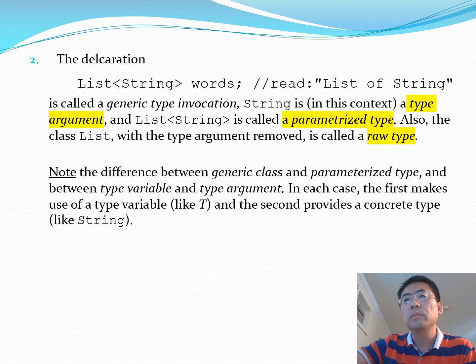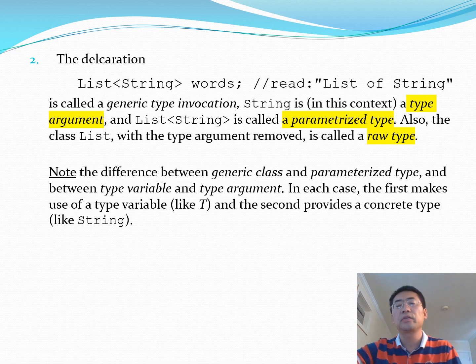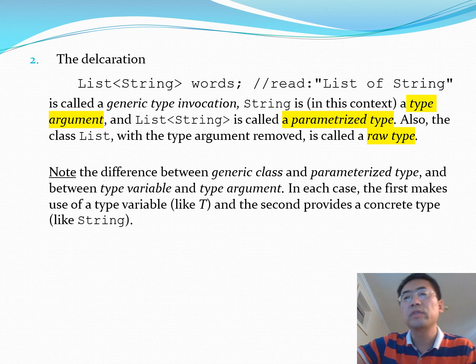Notice some difference here between the term generic class and a parameterized type. So the previous slide, ArrayList of type T, that is a declaration of a generic class. But over here, a List of String, this type is called a parameterized type. So there's a difference. A generic class is a class declared with a type variable T, and a parameterized type is a collection type with a type argument that has an actual type, like String.